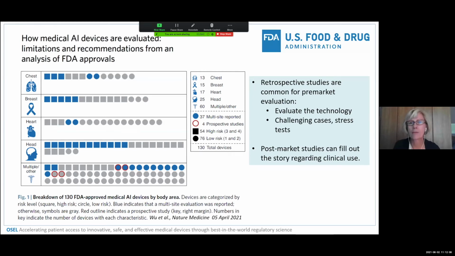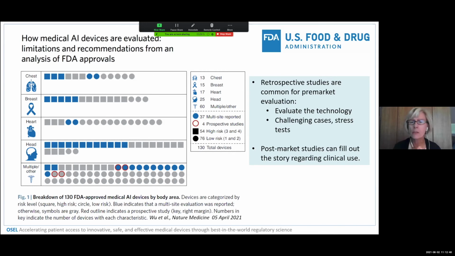That's quite common for pre-market evaluation. We take a very risk-based approach to our device evaluation in general. And for a very long time, the imaging science community has recognized that evaluating a technology has advantages in a retrospective study, because we're able to pull apart the quality of the information provided by an imaging device, whether it's hardware or, in the case that we're talking about today, AI software.